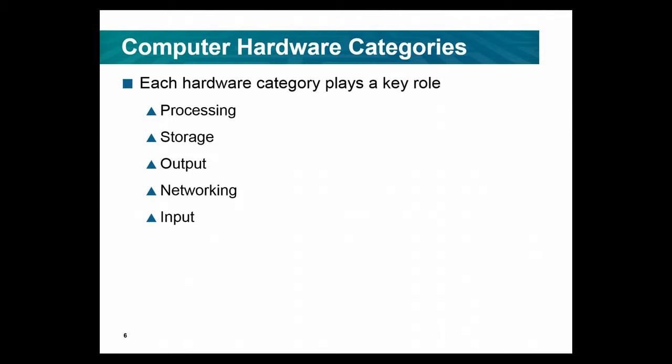Here are some computer hardware categories that you need to understand. There's the hardware of the processing. That's the hardware that actually does the computations within the system. There are storage hardware, output hardware, networking, and input hardware.